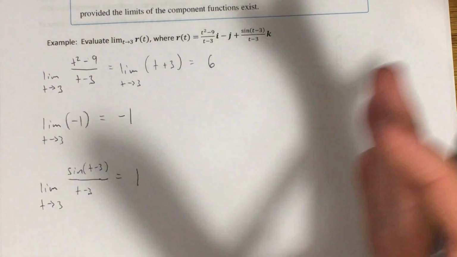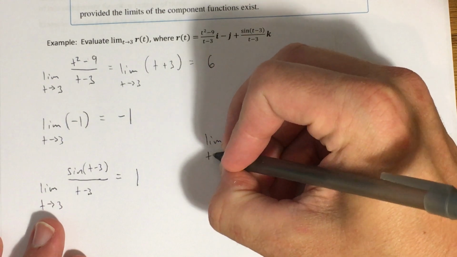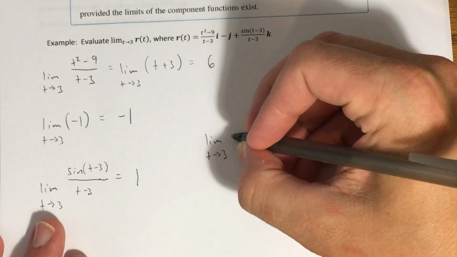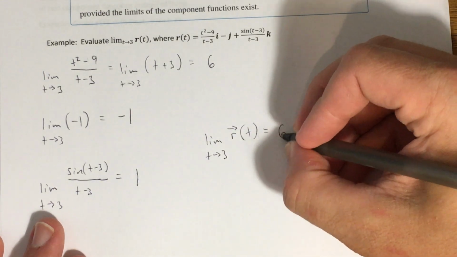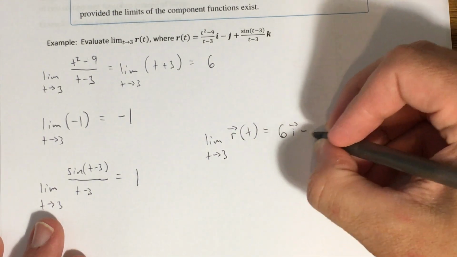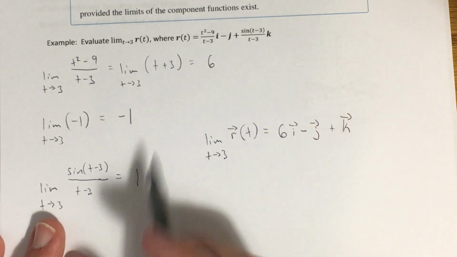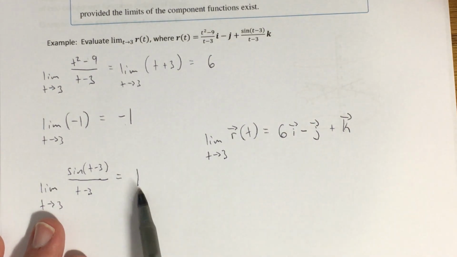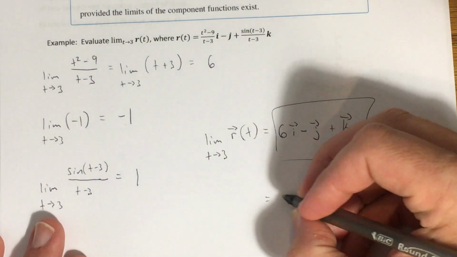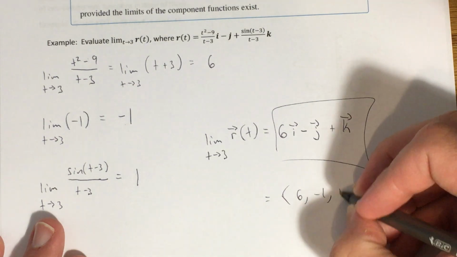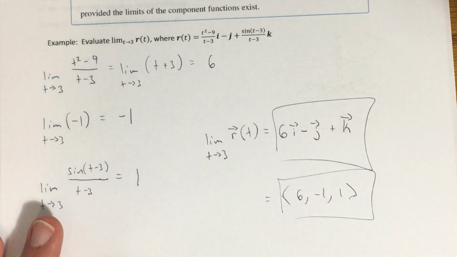And so that tells me that the limit that we're looking for up here, the limit as t approaches 3 of r of t, is 6i minus j plus k. Remember, the negative 1 is the coefficient here, the positive 1 is the coefficient here. Alternatively, I could have written that as 6, negative 1, 1 in that angle bracket notation. That would have worked also. Either of these are fine.